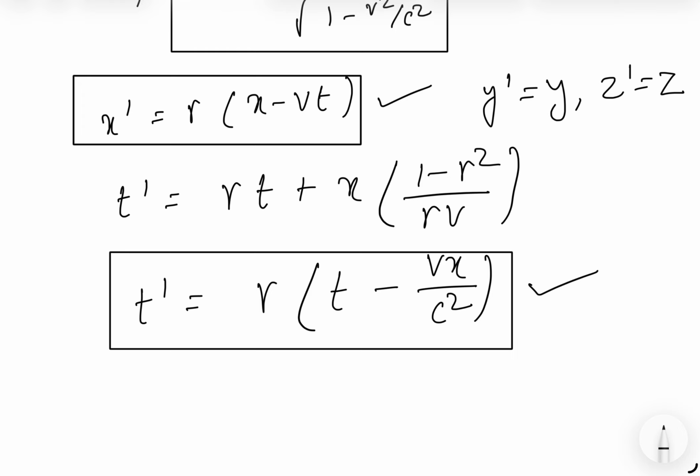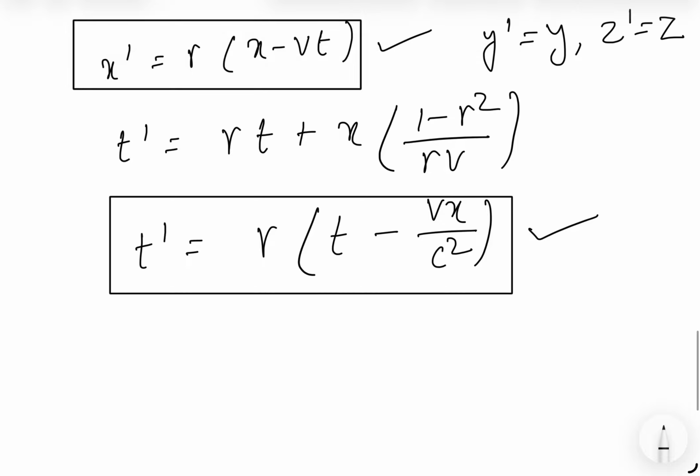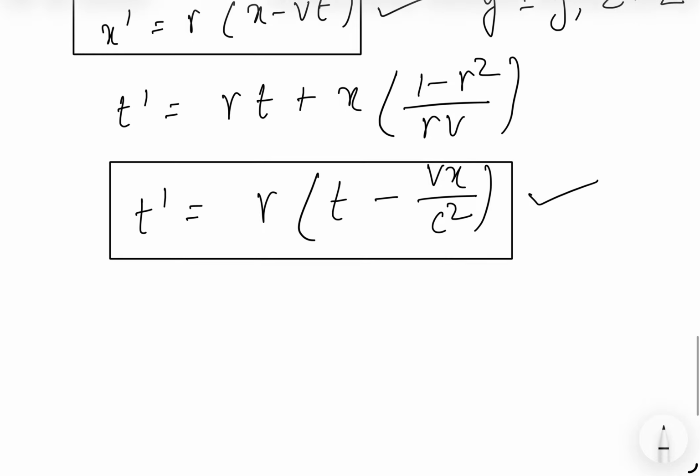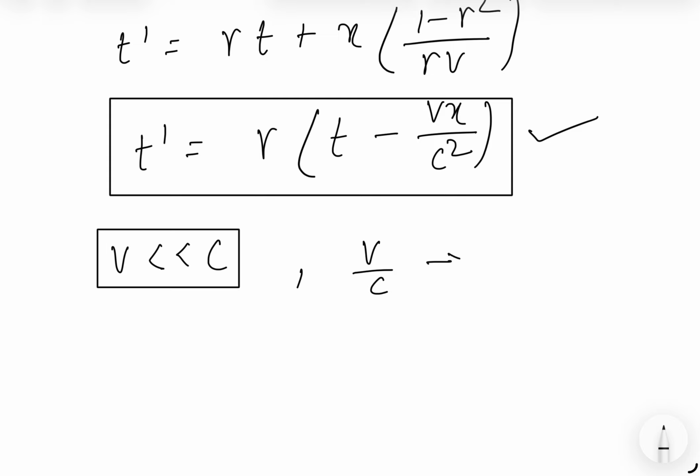This is what you will get after substituting the value of gamma. Okay, so x dash is gamma times (x minus vt), y dash is y, z dash is z, because there is no change in the y and z direction, but t dash you got gamma times (t minus vx by c square), right? But if you want to check how this Lorentz transformation will behave when v is very much less than c, when the speed is non-relativistic, then we can say that v by c tends to 0.